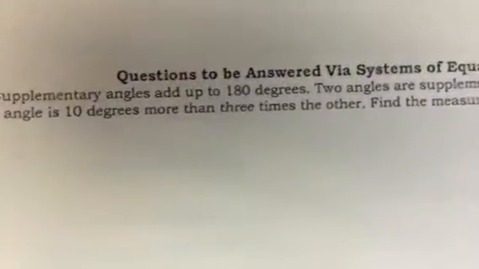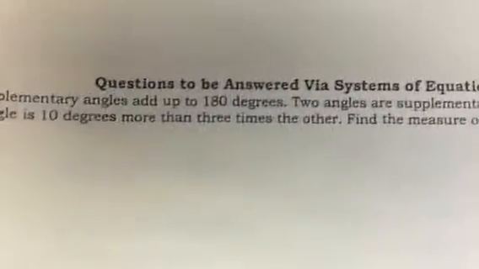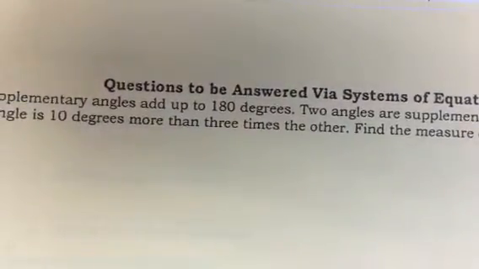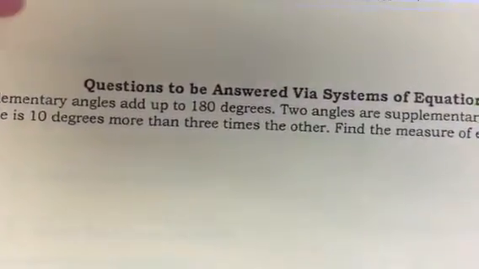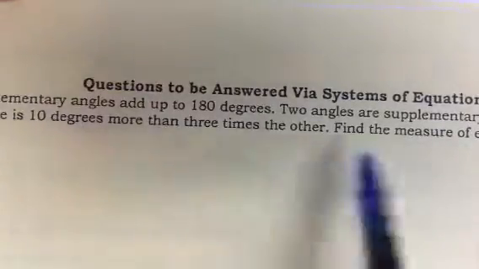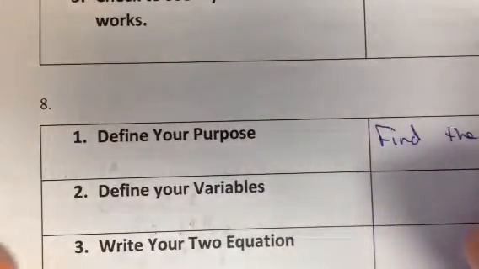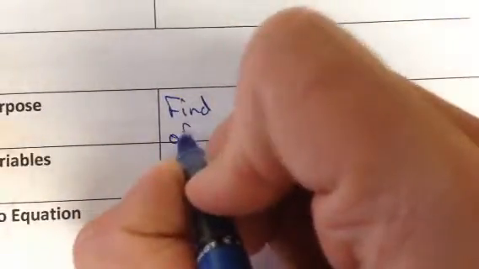All right, so supplementary angles add up to 180 degrees, and 2 angles are supplementary. The measure of one angle is 10 degrees more than 3 times the other. That's going to be our doozy of the equation to write. So we're going to find the measure of each angle. So what's our goal? This is number 8. We want to find the measure of 2 angles.